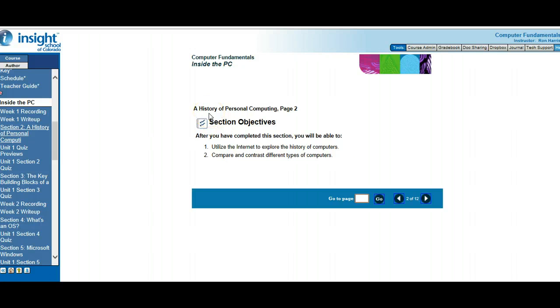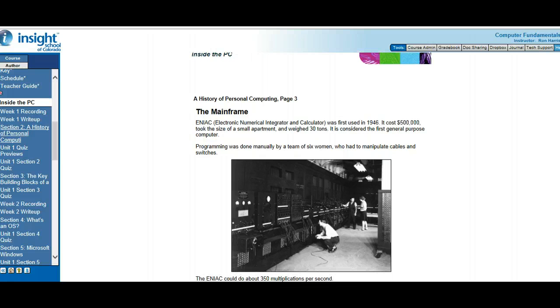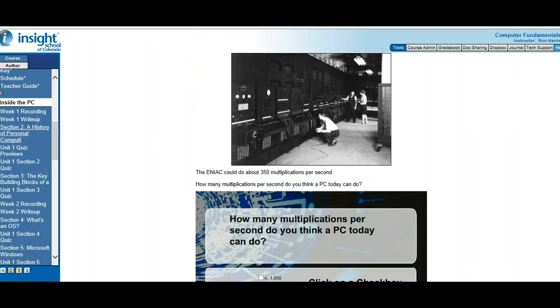Now, in section 2, we're going to look at exploring the history of computers and compare and contrast different types of computers. So the mainframe, that was the first computer, and it was called ENIAC, Electronic Numerical Integrator and Calculator. That was a computer just to do math, essentially. First used in 1946, the size of a small apartment, the first general purpose computer. It took a team of 6 women to operate it. They would maneuver these cables and plug them into different places to make operations happen. That's part of the answer to one of the write-up questions. The answer is right there for you.